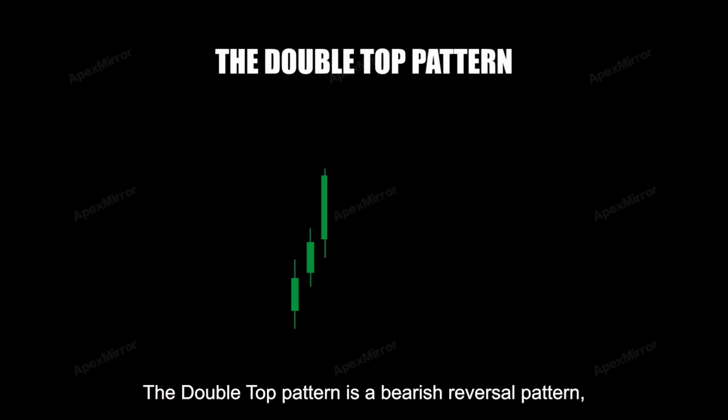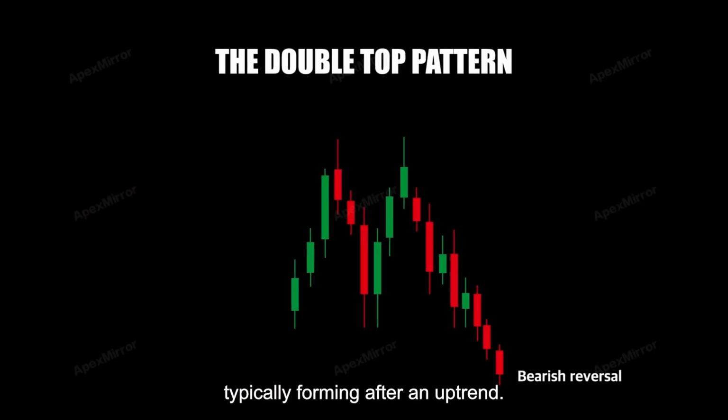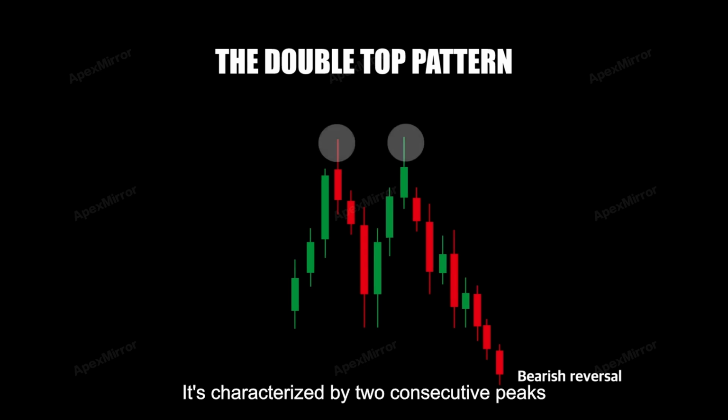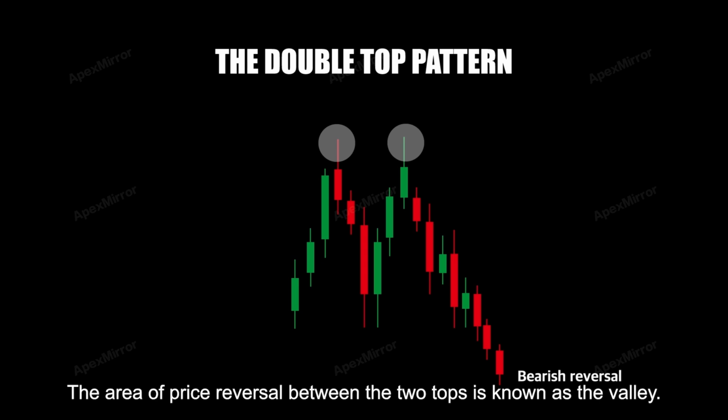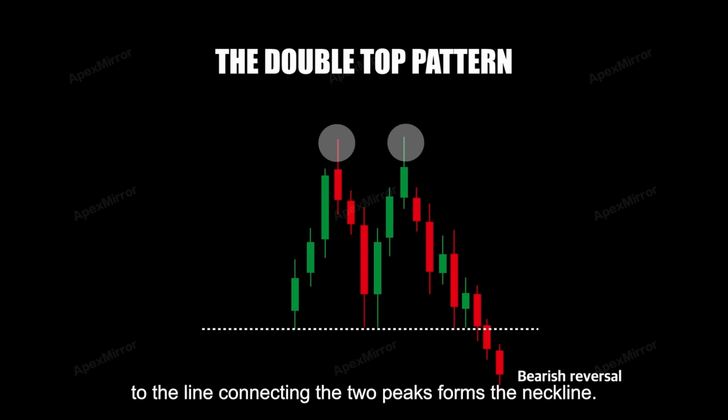The double top pattern is a bearish reversal pattern, typically forming after an uptrend. It's characterized by two consecutive peaks that are roughly at the same price level, signifying strong resistance. The area of price reversal between the two tops is known as the valley. The line drawn from this valley to the line connecting the two peaks forms the neckline.